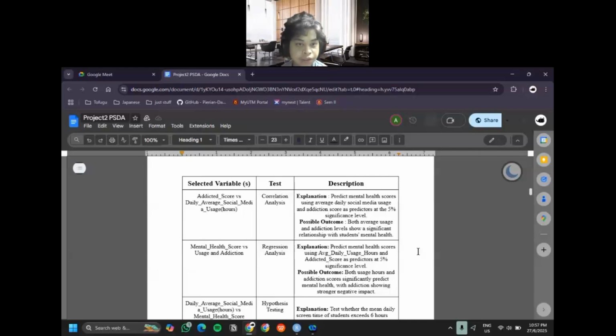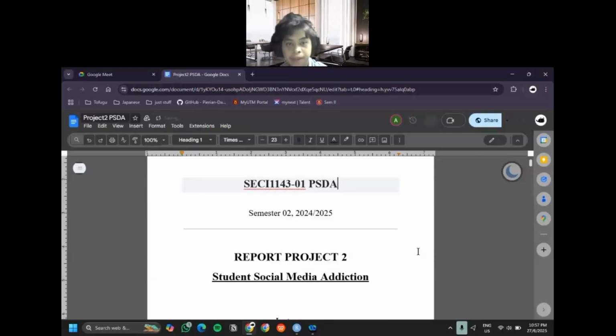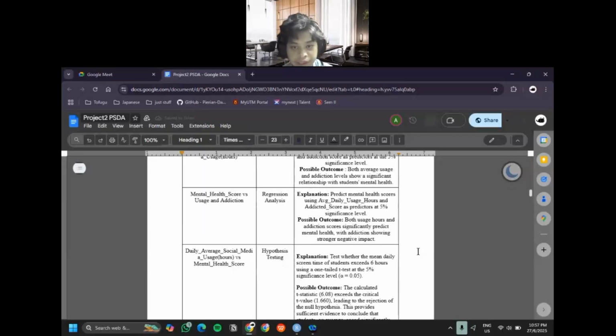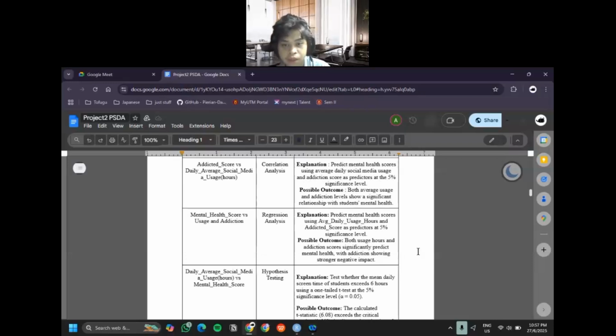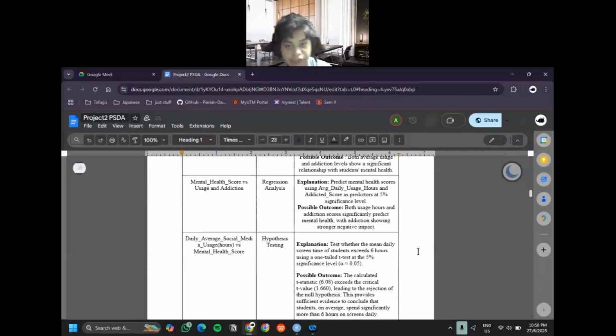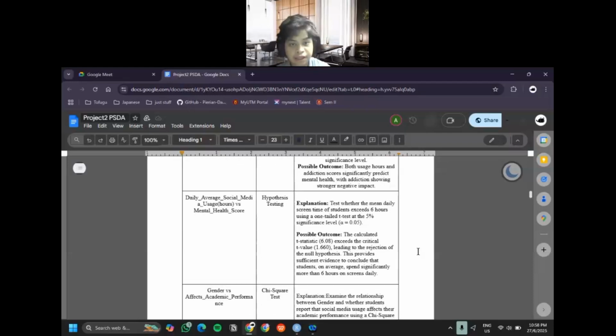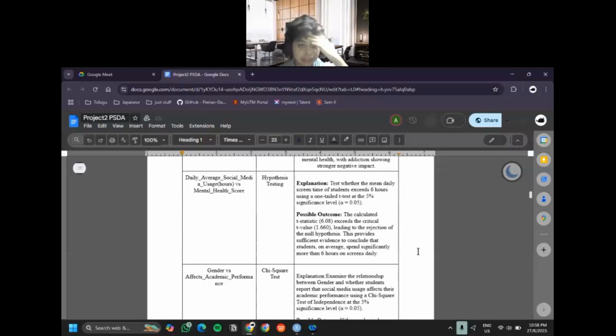We use mental health score versus usage and addiction. The explanation is to predict mental health score using average usage and addiction score as predictors at the 5% significance level. The possible outcome is that both usage hours and addiction score significantly predict mental health, with addiction showing a stronger negative impact. For hypothesis testing, we use daily average social media usage by hour.